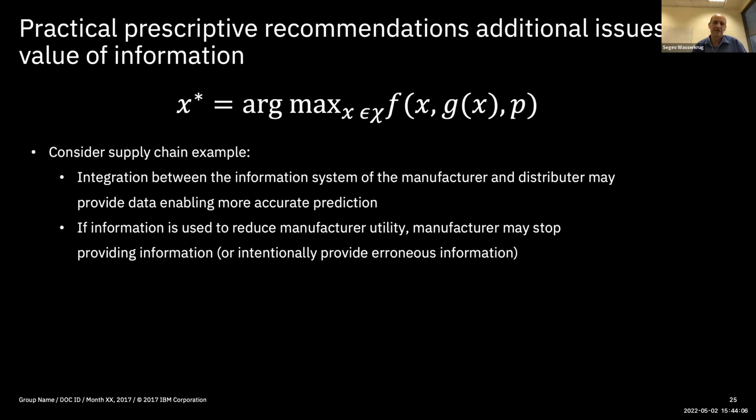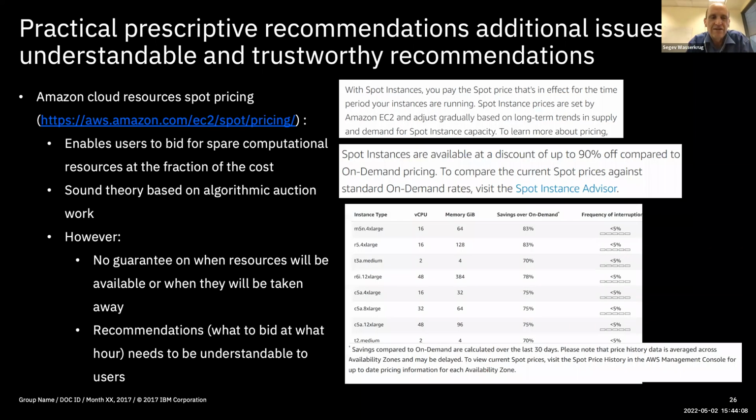Another one is, how do we explain things when we come up with these great algorithms and can tell people how to behave? One very nice example is spot pricing for cloud resources. Spot pricing is something that Amazon enables on their cloud.